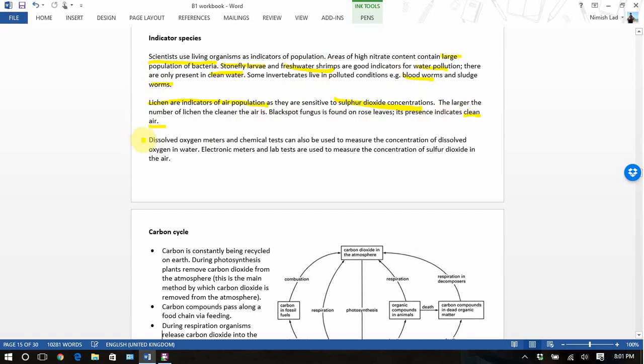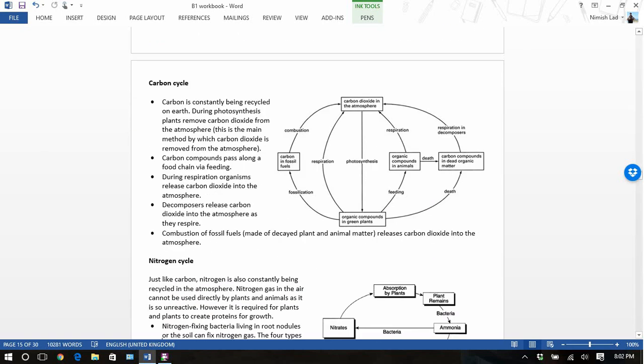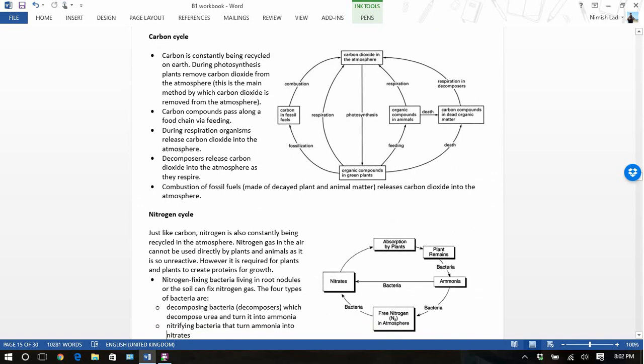Dissolved oxygen meters and chemical tests can also be used to look for amounts of oxygen in the water. Electronic meters and lab tests can be used to measure the concentration of sulfur dioxide in the air as well. So we've got two processes that are taking place here. By the way, if you're doing the foundation tier, you do not need to know the nitrogen cycle. Only higher tier students need to know the nitrogen cycle.